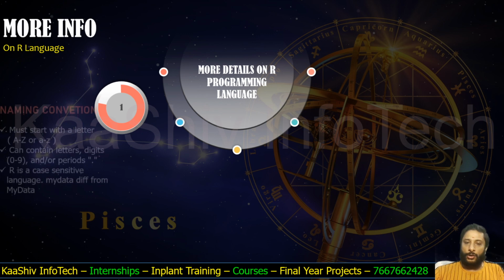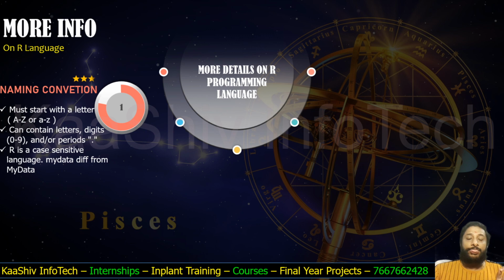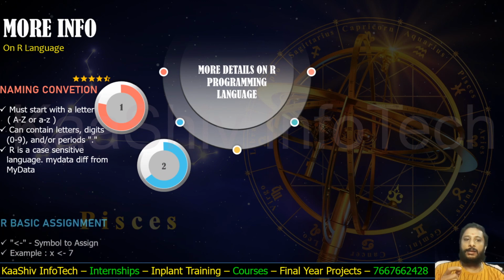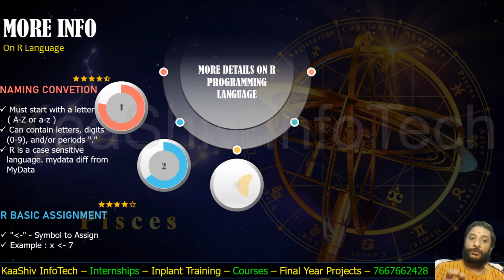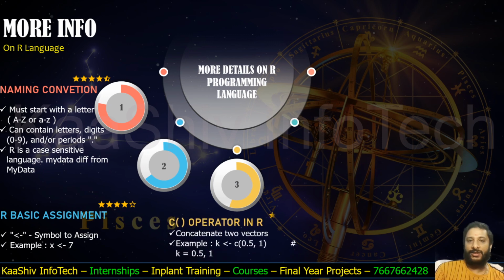If you talk about the R programming language, the first one is naming convention. This is a key point we should understand. Variables should start with a letter A to Z, capital A or small a, B, C, D. It can contain letters, digits 0 to 9 and dot periods. You should not use any other special symbols. The programming language is case sensitive. myData in small letters is different from capital MyData. So it is case sensitive, and the variables will be different.